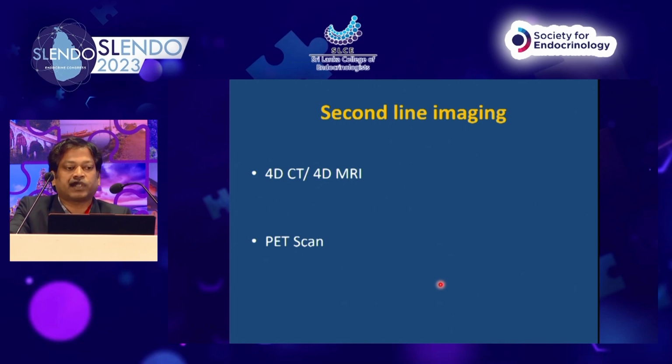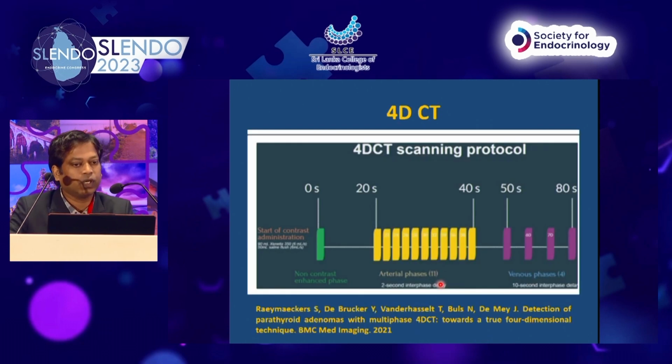The second line investigations include 4D CT or MRI. Compared to MRI, CT is more commonly used, and then the PET scan. So what is the 4D CT? Basically, the protocol is that contrast is given. Before giving contrast, a non-contrast scan is taken. After that, there are 2 phases. The image taken between 20 to 40 seconds following contrast is the arterial phase, and 50 to 80 seconds following contrast is the venous phase.